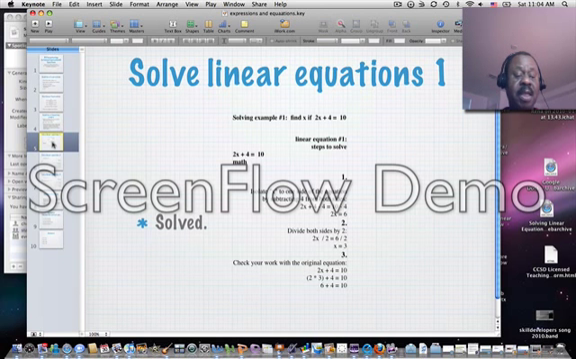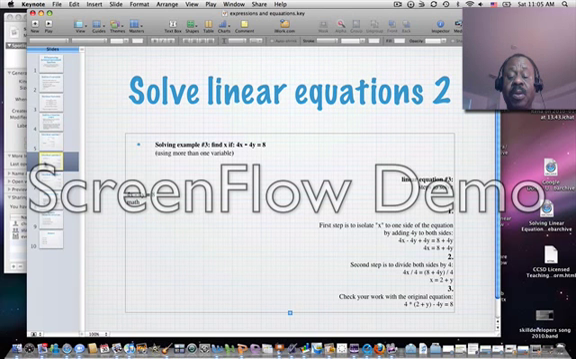Now, let's look at some examples. Example number 1 says find x if 2x plus 4 equals 10. The steps we are to take are to isolate x on the left side and the other factors on the other side. So that will give us 2x plus 4 equals 10, and then subtract 4 from both sides of the equation, and we have 2x plus 4 minus 4 equals 10 minus 4, and that turns out to 2x equals 6 and x equals 3.